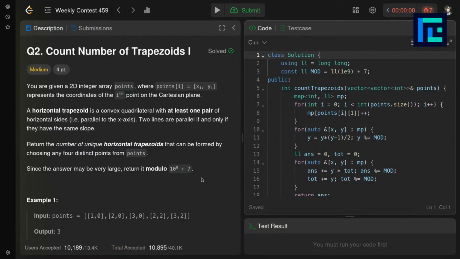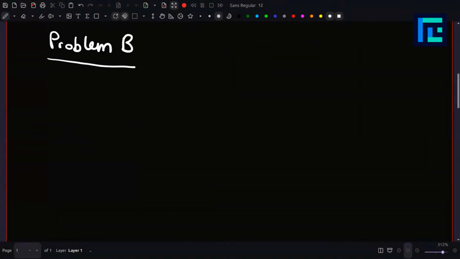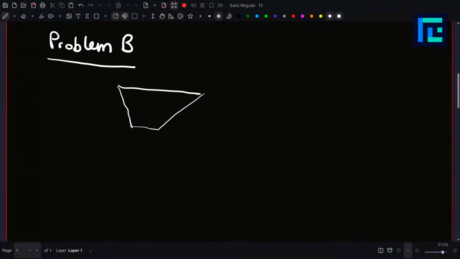Now it defines a horizontal trapezoid as a convex quadrilateral. So what does convex quadrilateral mean? It's basically a quadrilateral. It has four sides, right? Maybe it has some properties on those four sides. Basically what it's saying is it's a convex quadrilateral with at least one pair of horizontal sides. So it has one pair of horizontal sides which are parallel to the x-axis. Fine. Two lines are parallel if and only if they have the same slope. Return the number of unique horizontal trapezoids that can be formed. So basically you're given some endpoints.